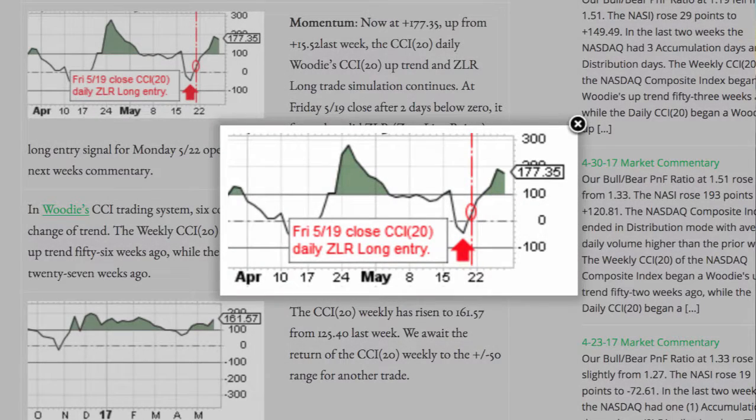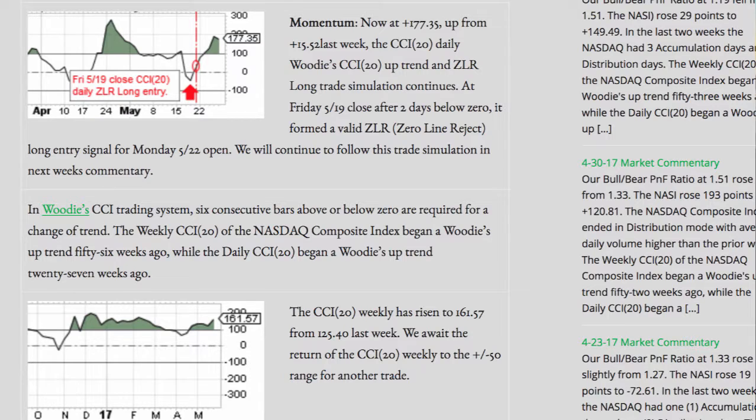Momentum, now at a positive 177.35, up from a positive 15.52 last week. The CCI 20 daily uptrend and zero-line reject long trade simulation continues. At Friday, 5/19 close, after 2 days below zero, it formed a valid zero-line reject long entry signal for Monday, 5/22 open. We will continue to follow this trade simulation in next week's commentary.